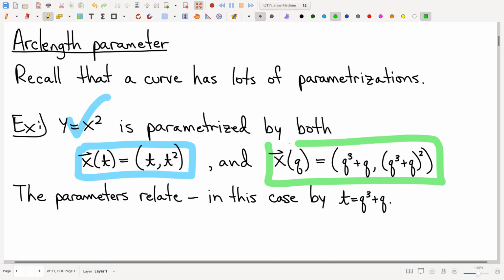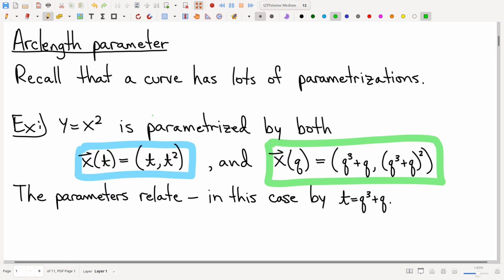Here's the thing. This also satisfies that equation. Namely, if you take this formula for x and this formula for y, it satisfies that equation. So what we have here now are two distinct parameterizations of the exact same curve. Now, hopefully this is not too surprising.